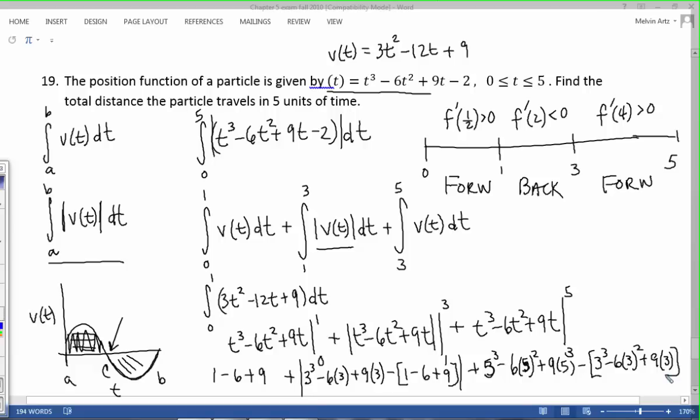And if we calculate that, we would get 28 feet. So that would be our total distance traveled.